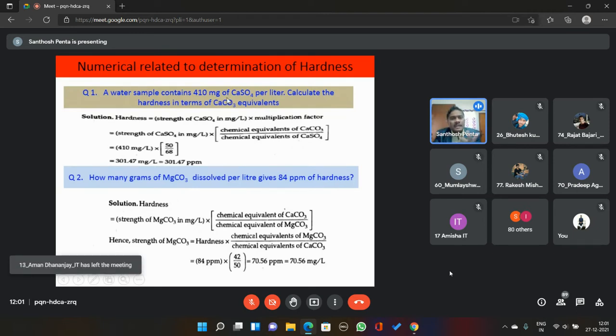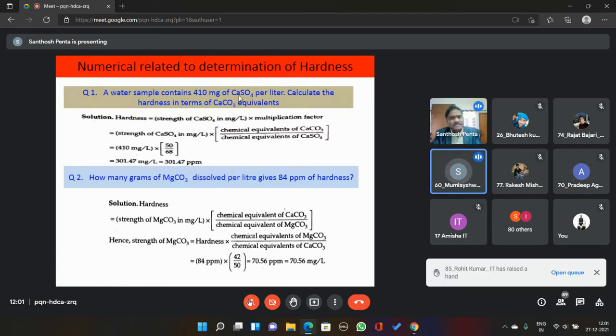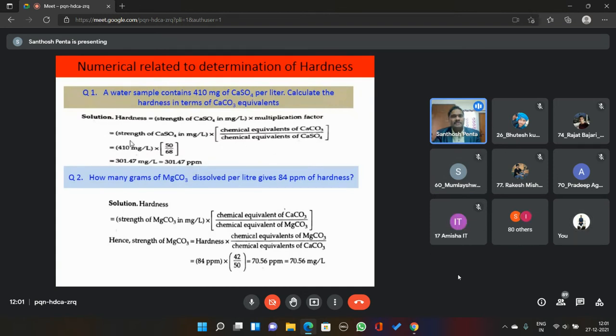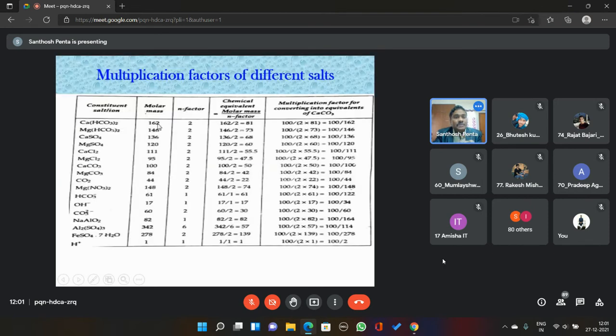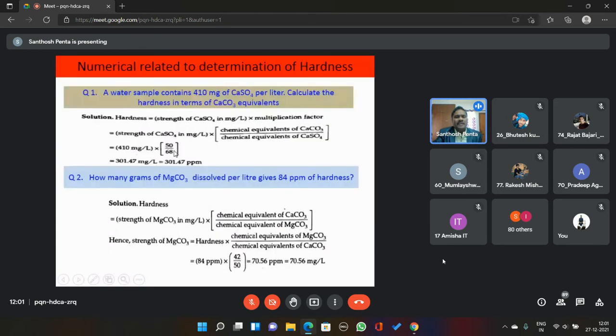Then same here, which is the hardness producing substance? Yes, calcium bicarbonate. So here the strength of calcium bicarbonate is nothing but 410, and that should be multiplied with molecular weight of calcium carbonate by molecular weight of calcium bicarbonate. What is the molecular weight of calcium bicarbonate? 162. 100 by 162.